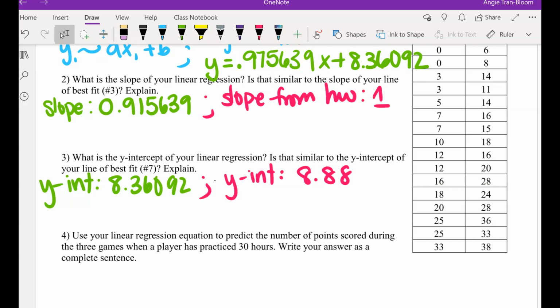Can we plug it into our equation, or can we do it on Desmos? Can you and your team see if Desmos allows you to find the answer right away? Is it possible? So on Desmos itself, would Desmos allow you to find when x equals 30? Would it give you a y value?